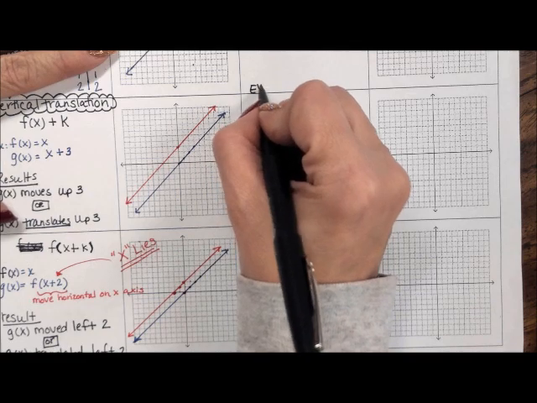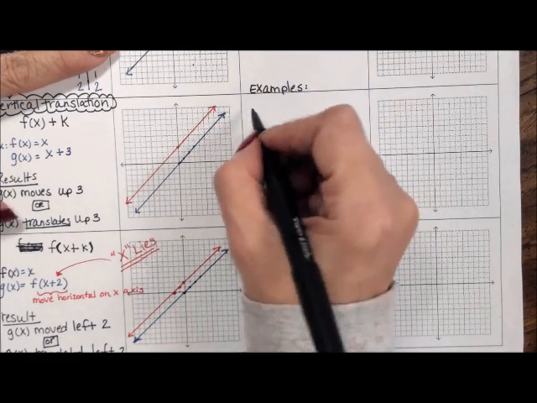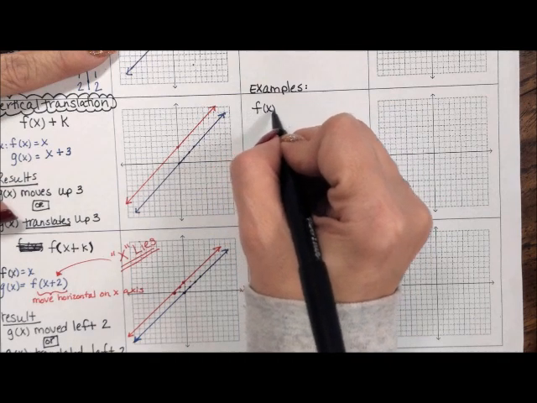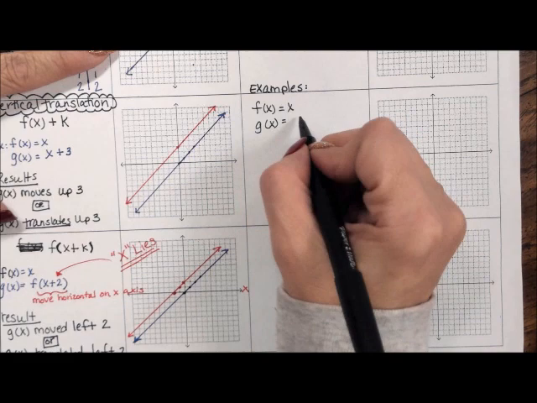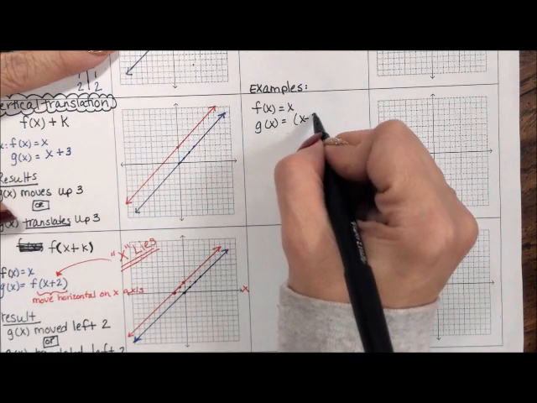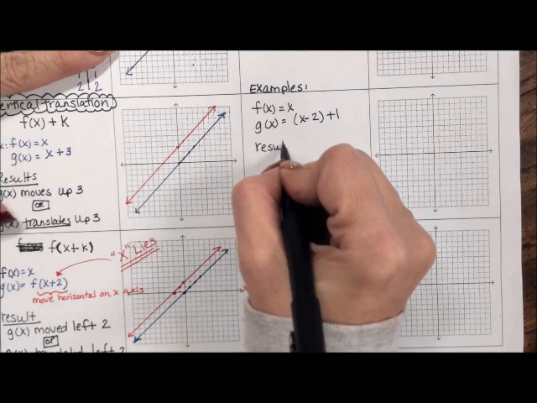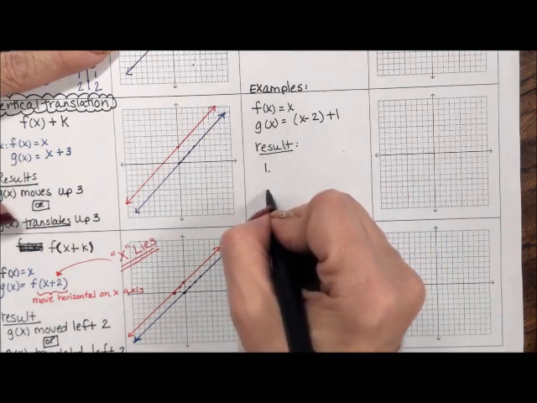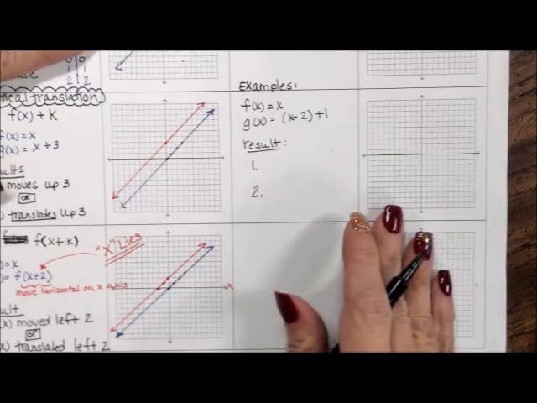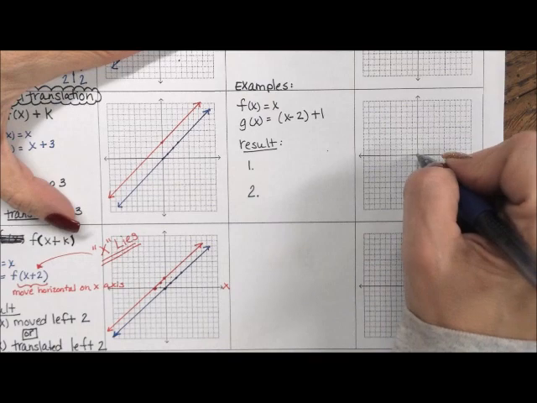Okay, so I want to do a couple of examples to see if you're getting it. So up here I'm going to write the word example. I'm going to give you that f of x equals x, g of x equals x minus 2 plus 1. I want to know what is the result. Now I'm going to tell you that there are 2 transformations that happen. Sometimes it helps to graph it. Sometimes it really doesn't matter if you graph it.